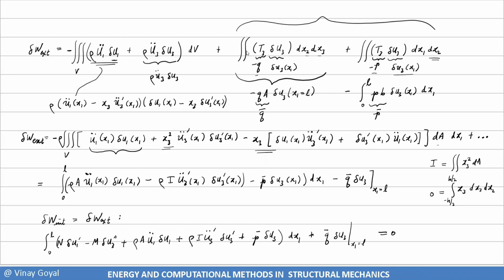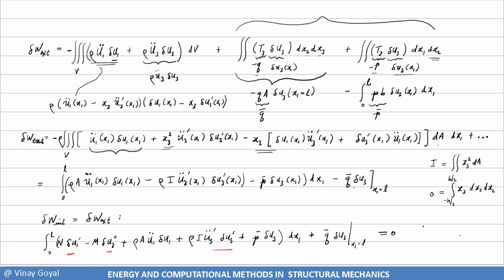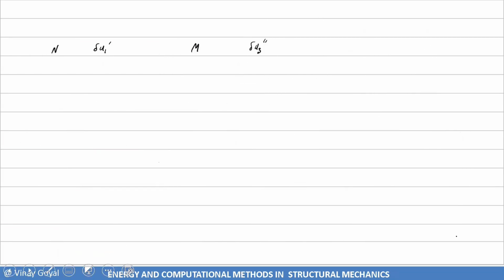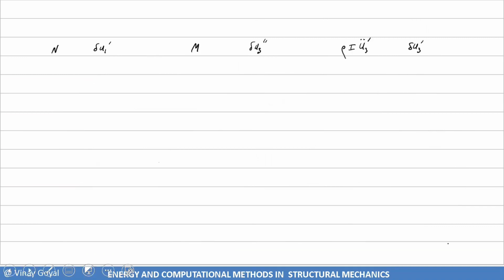So now we're going to go ahead and integrate by parts and have this term, this term, this term. So 3 terms need to be integrated by parts, right? So let's go ahead and do that. I'm going to do that on the next page. So I have N del u1 prime, M del u3 double prime, and then I have this one right here, rho I u3 double dot prime del u3 prime. Just make sure we're looking at this term right here. So that's the one we're looking at. Let's integrate by parts and see what we get.